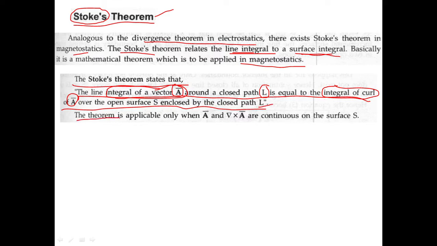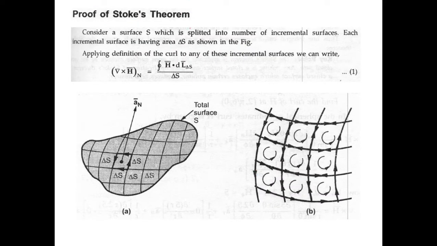The theorem is applicable only when A vector and the curl of A vector are continuous on the surface. Yes, you'll understand this in the next slide. Now look here. This is the proof for Stokes theorem. Now what we'll do, we'll consider any closed surface. We'll consider this figure A first.